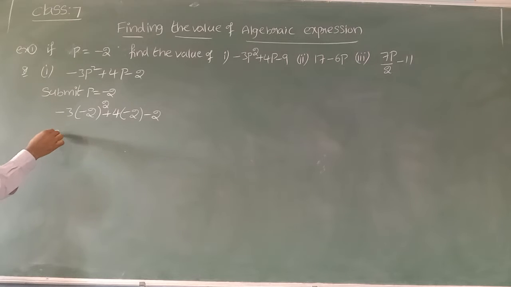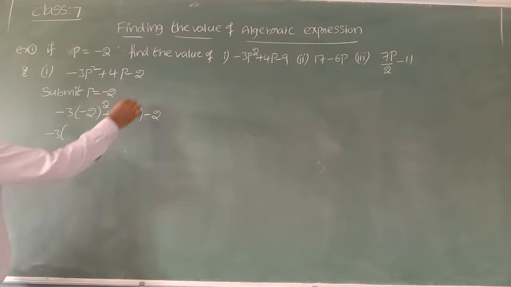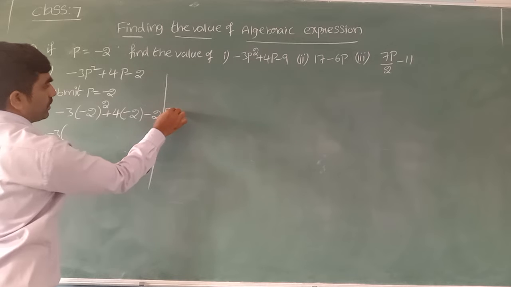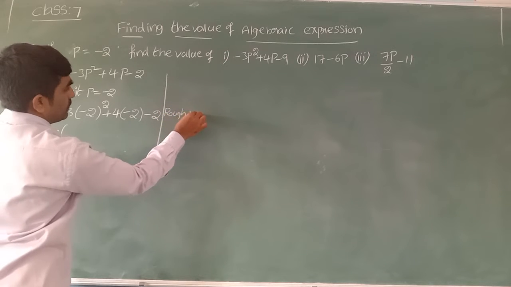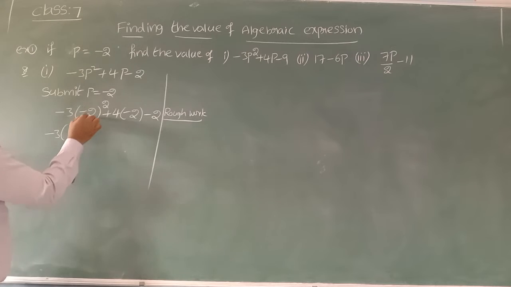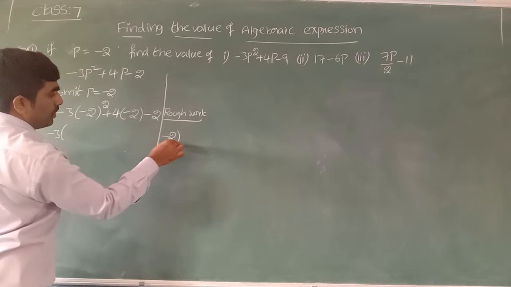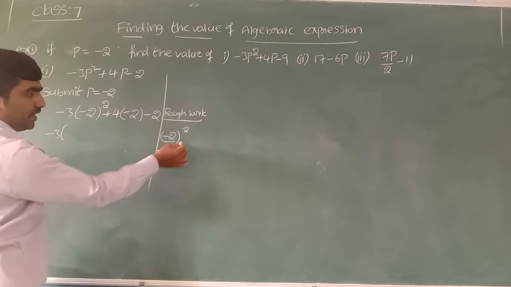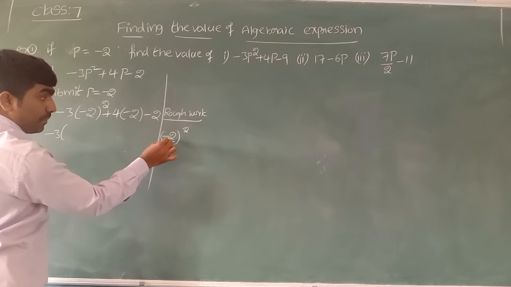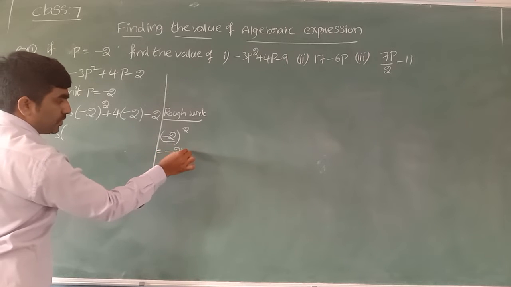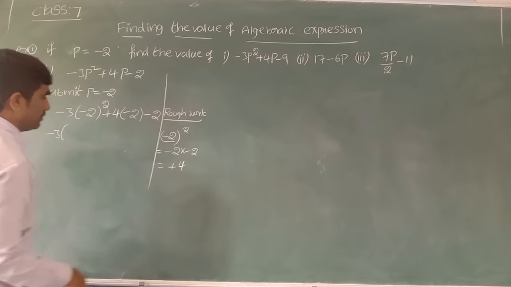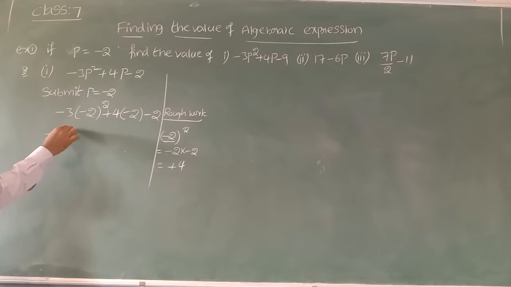So minus 3, start the bracket, minus 2 whole to the power of 2. What can we write here, beta? Minus 2 whole to the power of 2. Let me take some rough work here. See, minus 2 whole power 2. This is called the base and this is called the power. Power 2 means multiply the base itself 2 times: minus 2 into minus 2. Minus into minus is plus, 2 twos are 4. Inside the bracket, I got the answer 4.